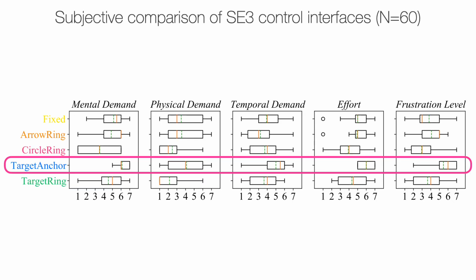The trend among the 3 movement-based interfaces, on the other hand, was very similar to that observed in the first study. The subjective ratings of the interfaces also reflected the issues associated with the target anchor interface in SE3 control, which had the highest mental demand, effort, and frustration level ratings. Users also indicated this interface was significantly less intuitive, more difficult to learn, error-prone, and harder to recover from errors as compared to the other interfaces.